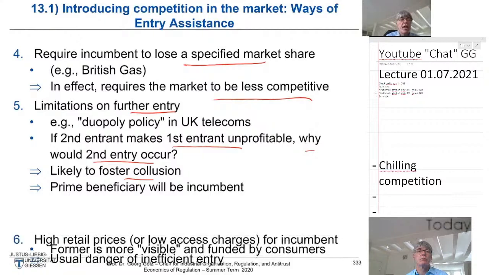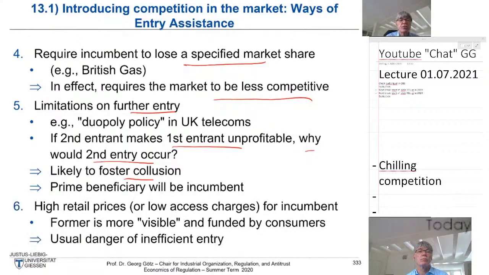Okay, and the final point here, now this is a rather informal discussion. The final point here is that you require the incumbent to charge high retail prices. Or the opposite is just low access charges. We will get to that. They have to supply their services on very favorable wholesale terms. And if you require the incumbent to charge high retail prices, of course, this makes entry easier.